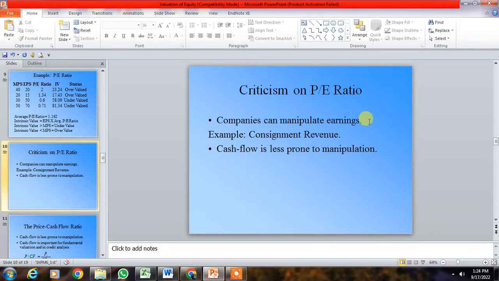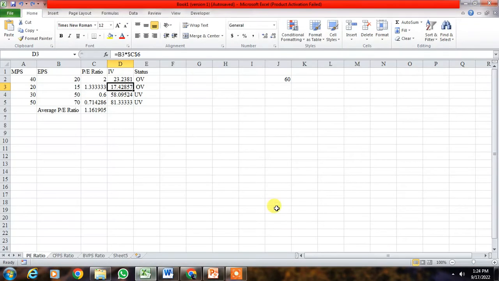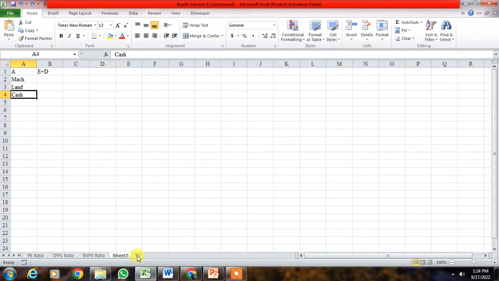Now, my dear, there is criticism on the price to earning ratio. The criticism is that the price to earning ratio is based on the earning per share. For example, this is the sales, cost of goods sold equals gross profit, and then you deduct the operating expense, which results in the EBIT, and then you deduct the interest, which results in the earning before tax, and you deduct the tax, and then it results in the net income.